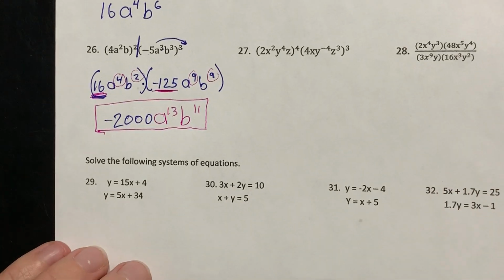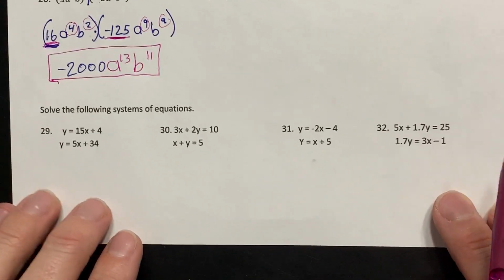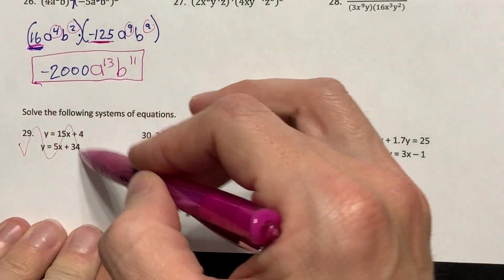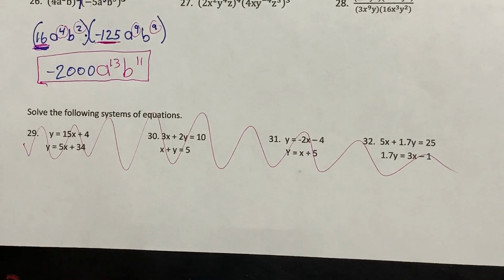29, 30, 31, 32, these are systems of equations. If you did those, great, but those are not going to be on this test, so I'm not going to waste time on the video doing those. It's not that they're not important, but just not for this test.